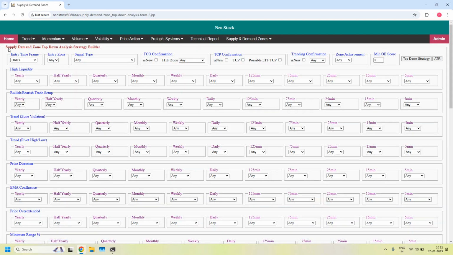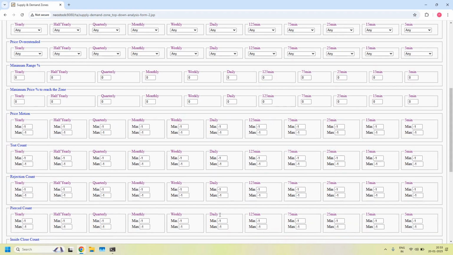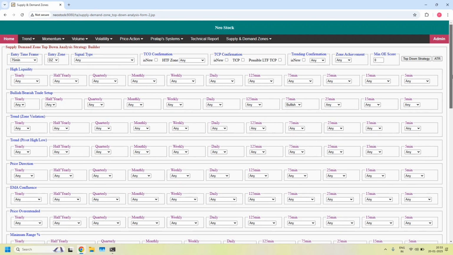Next, bullish trade setup for weekly income trade. Entry time frame 75 minutes. Entry zone demand zone. In bullish or bearish trade setup at 75 minutes time frame, I am selecting bullish. And the 75 minutes demand zones should not be pierced. So in the pierced count at 75 minutes time frame, I am setting minimum value 0, maximum value 0. That means pierced count is 0. Pierced count 0 means zone is not pierced.